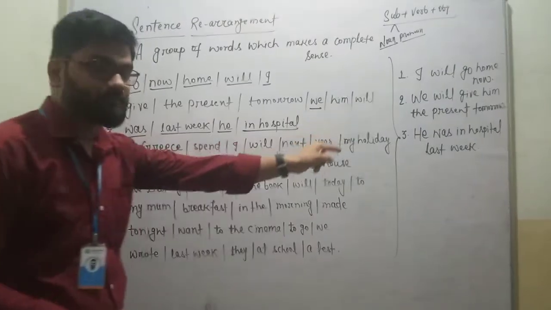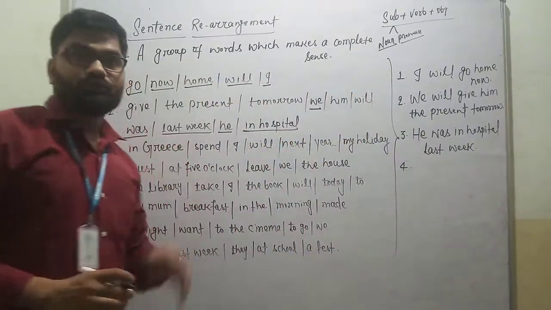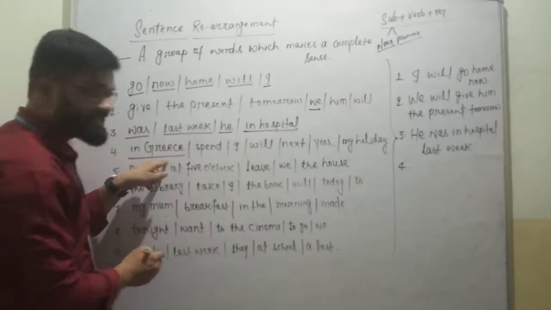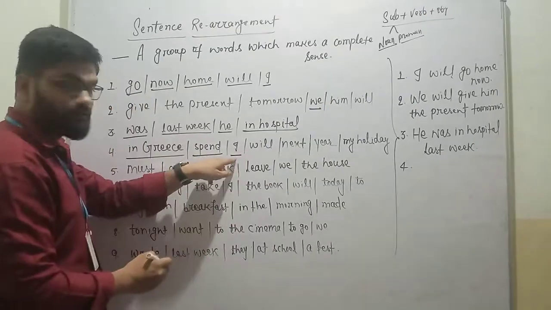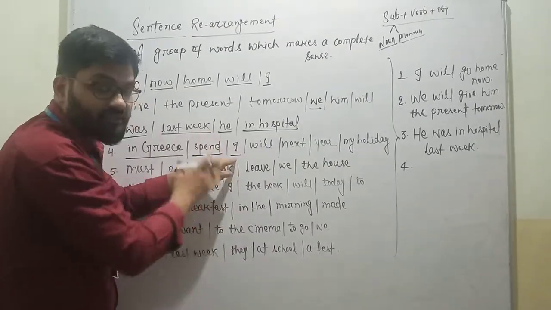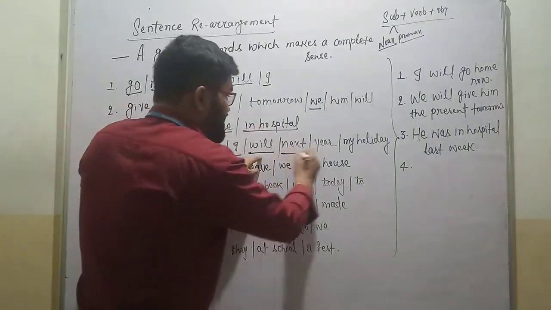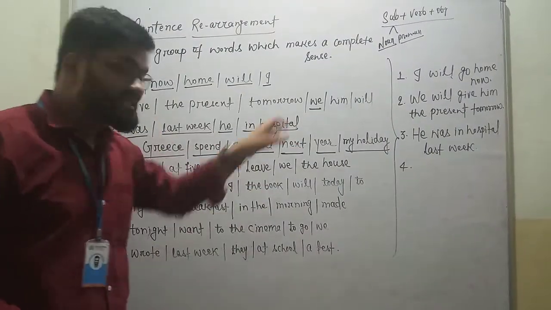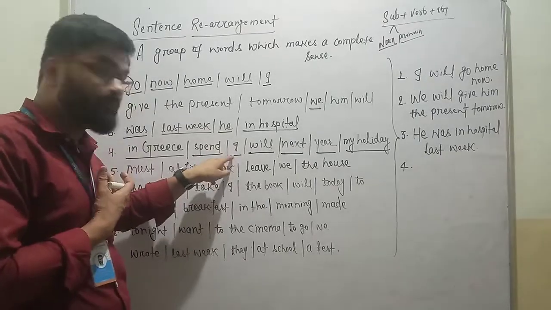He was in hospital last week. Now, the fourth one, this sentence: in Greece, this is the place name; spent, action word. I don't know right now whether it's a subject or not, but we'll recognize that later. Will, helping verb; next year; my holiday. It means it is about somebody's holiday, right? And this is I. It means I'm talking about my holiday.